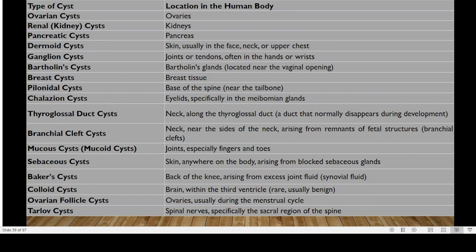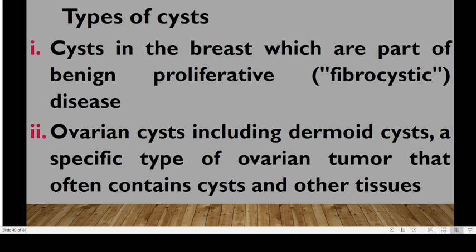We have the Baker cysts, found at the back of the knee, arising from excessive joint fluid, synovial fluid. We have the colloid cysts. These are found in the brain within the third ventricle, although rarely, and they're usually benign. We have the ovarian follicle cysts. These are found in the ovaries during the menstrual cycle. Then lastly, we have the Tarlov cysts. These are found in the spinal nerves, especially in the sacral region of the spine.